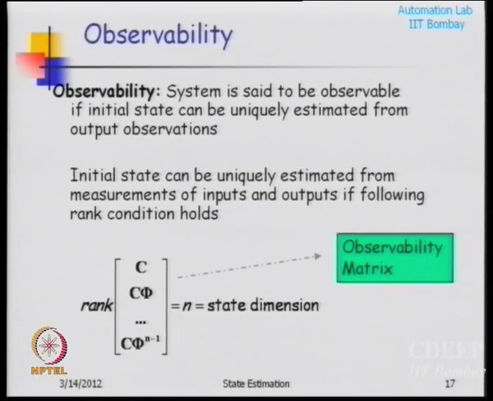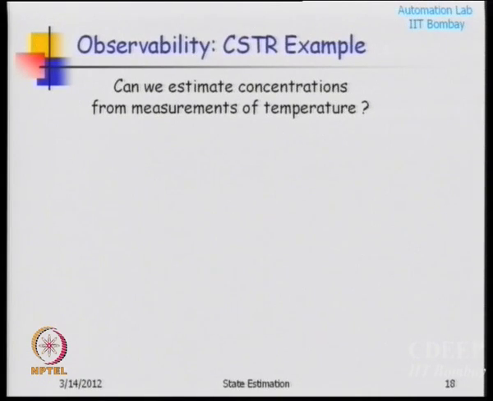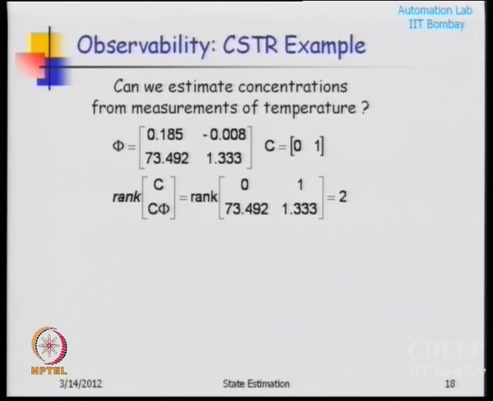So this is called the observability matrix, and this is one of the fundamental properties of the system. Now let's go back to our CSTR example. This was my phi. I wanted to estimate concentration using temperature, so my C matrix is this. In the state, the second state is temperature, the first state is concentration.